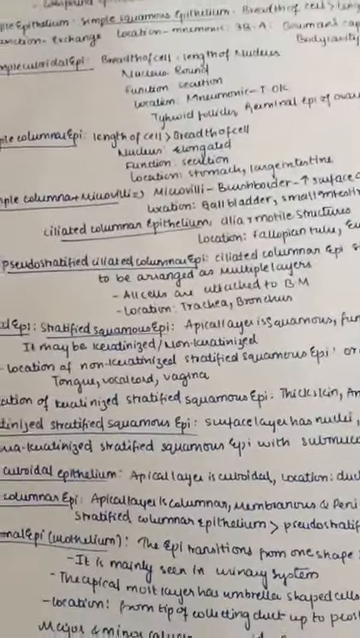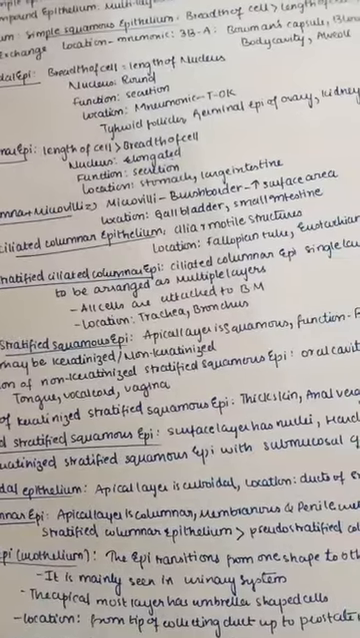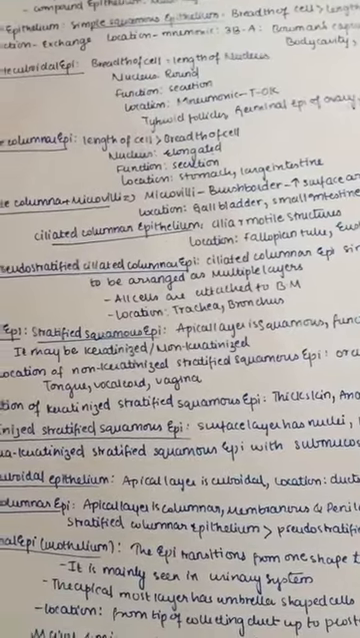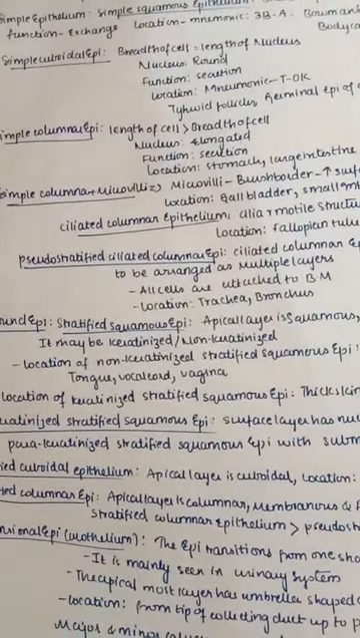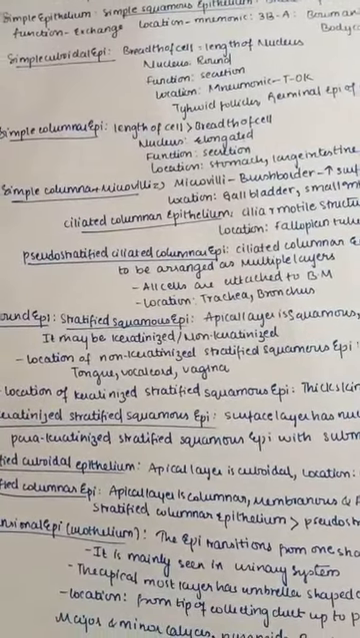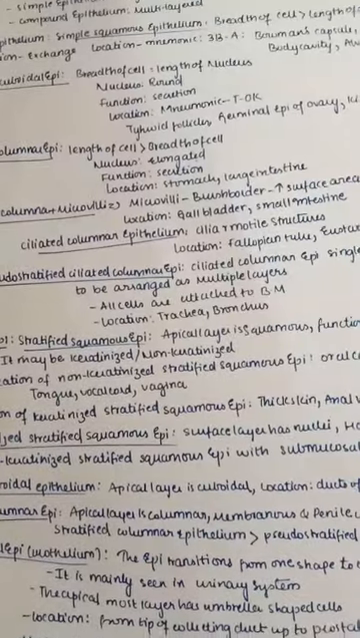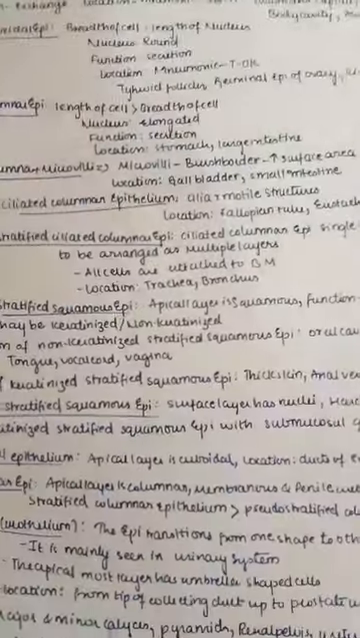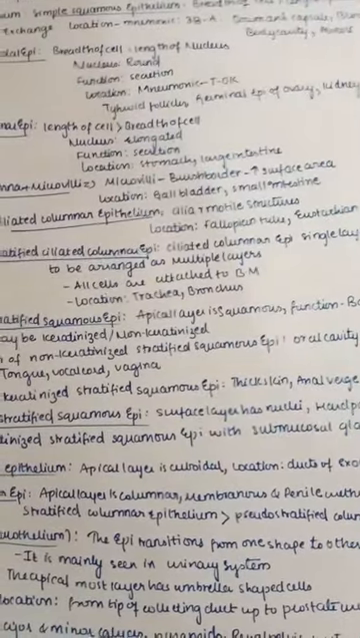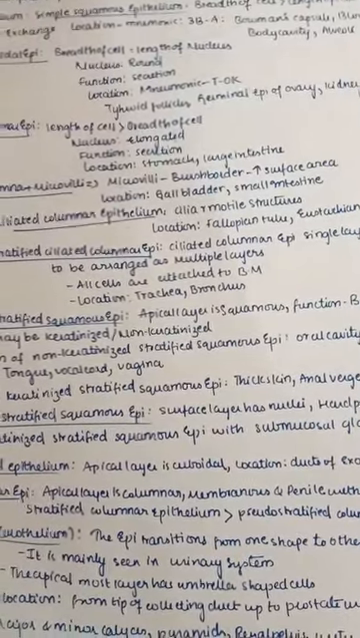Next, coming to the ciliated columnar epithelium, the cilia are motile structures, and the location is mainly fallopian tube and eustachian tube. Next, the pseudostratified ciliated columnar epithelium: it is single layered but appears to be arranged as multiple layers. All cells are directly attached to the basement membrane.